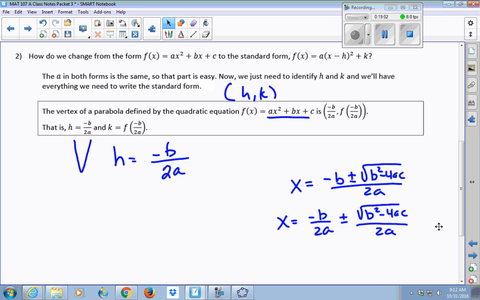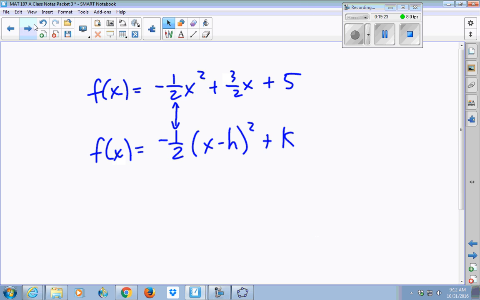All right, then how do you get your k value for your vertex? Well, you take your x value, which is the h value, and you plug it in here and get your output, just like you always do. If you know your x value, you can find your y value. Now they're just called h and k instead of x and y. So let's try this with a particular problem.